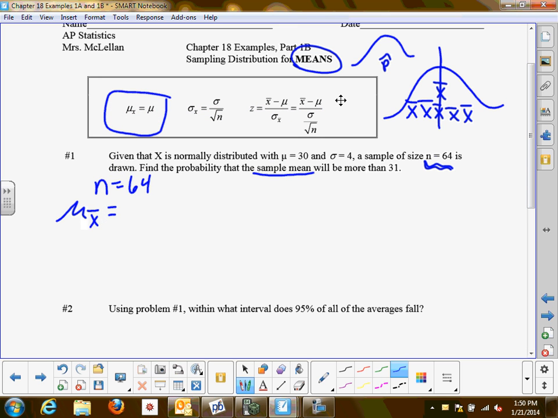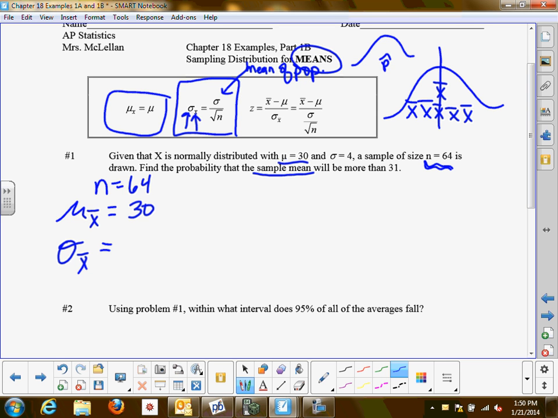Okay? And they say that is 30. Here's the deal. Look here. The standard deviation for the sampling distribution of means has this formula here. Do you see this one right here? See this? It says standard deviation for the sampling distribution is the standard deviation of the population divided by the square root of n.